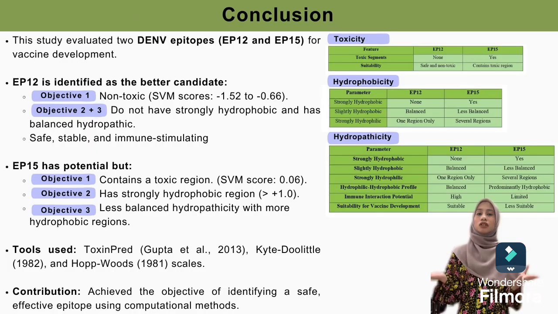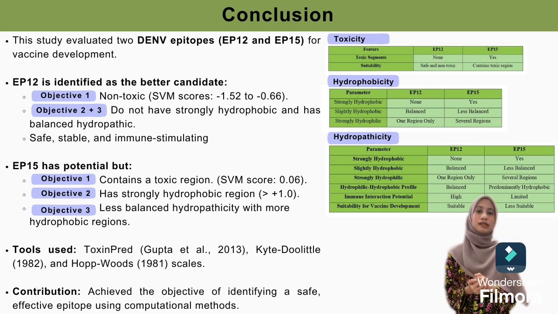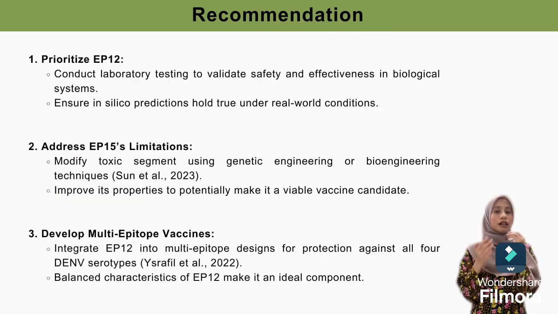In conclusion, this study assessed two DENV epitopes, EP12 and EP15, for vaccine development. EP12 is the better candidate. Why? Because it is non-toxic with a balanced hydropathicity and no strongly hydrophobic regions, making it safe, stable, and immune stimulating. In contrast, EP15 had toxic regions and strongly hydrophobic regions, making it less stable. Using tools like ToxinPred, ProtScale, hydrophobicity, and the Hopp-Woods scale, this study successfully identified a safe, effective epitope for vaccine development. Here are the recommendations.